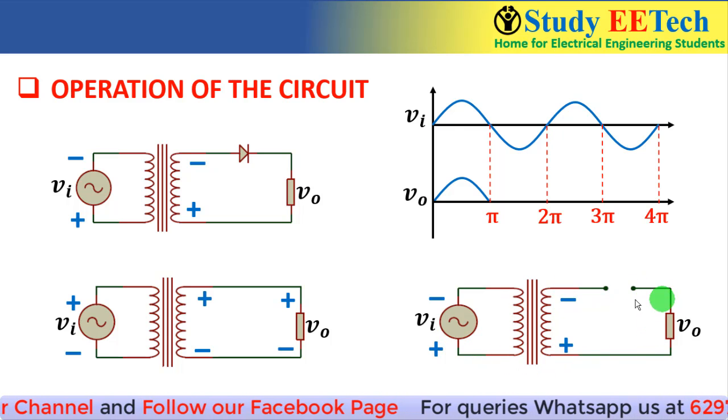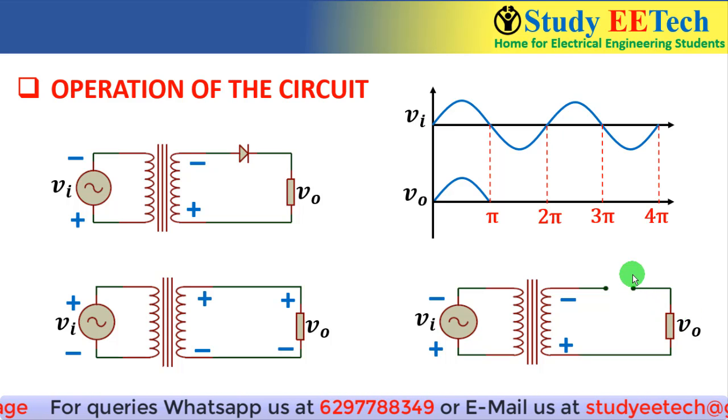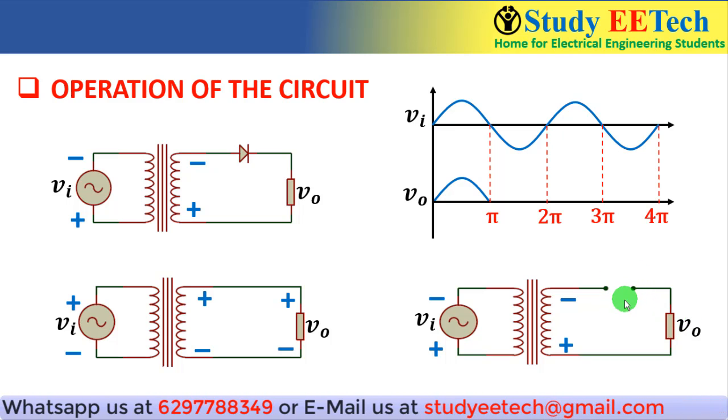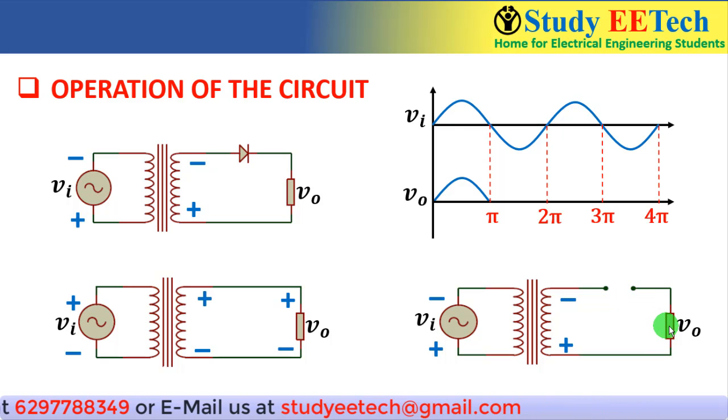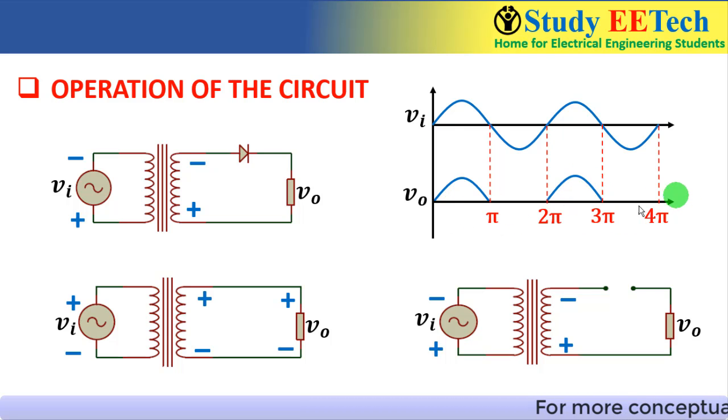By looking at this circuit, we can directly conclude that the output voltage is equal to 0 because there is no path for the current to flow. So I equal to 0, I into R equal to 0. So we will get 0 voltage here. From pi to 2 pi, that's why we see no voltage appearing. That means we get 0 voltage at the output. And from 2 pi to 3 pi, 3 pi to 4 pi and so on, the same process will repeat. That means we will get this sort of voltage at the output.